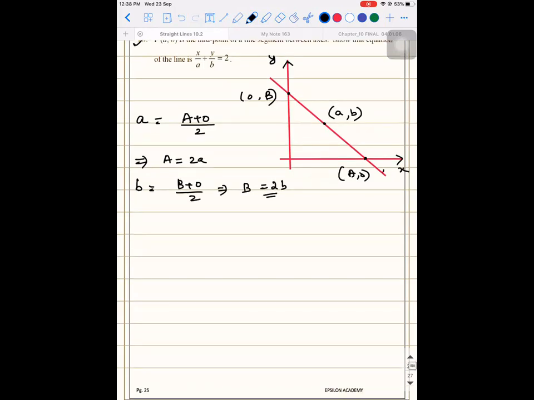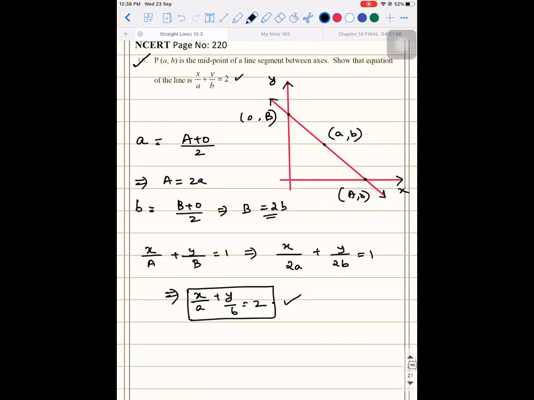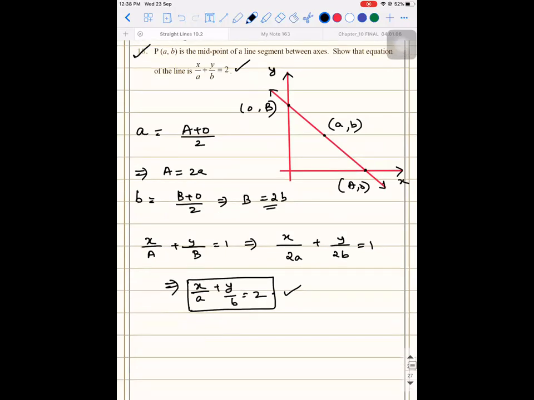So what will be the equation of line? x by capital A plus y by capital B is equal to 1. So what is capital A, guys? x by 2a plus y by 2b is equal to 1. So what can we conclude from this? x by a plus y by b will be equal to 2. So 2 more problems, we'll finish it off.